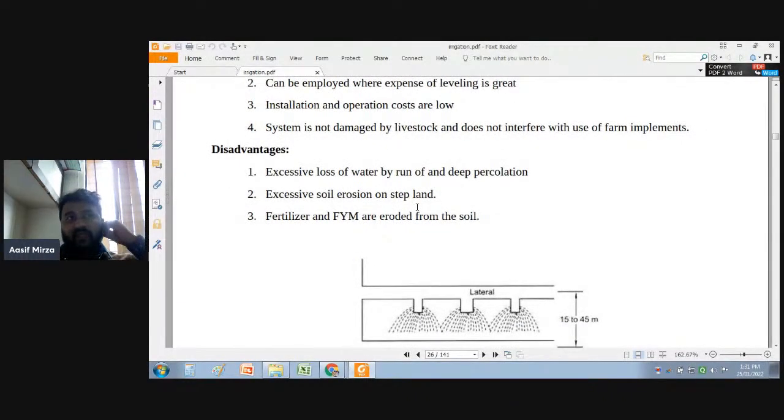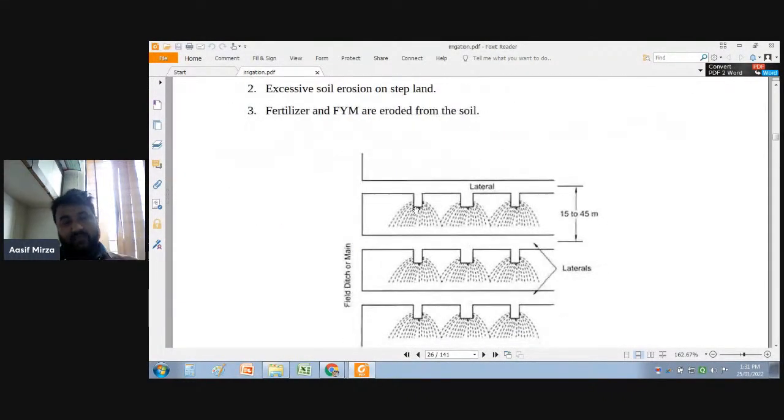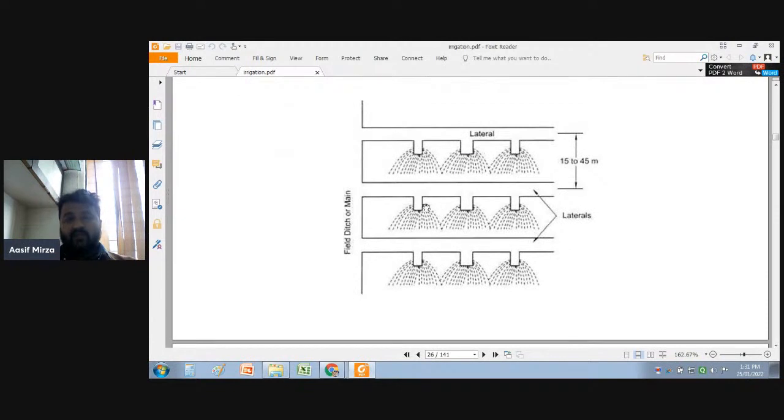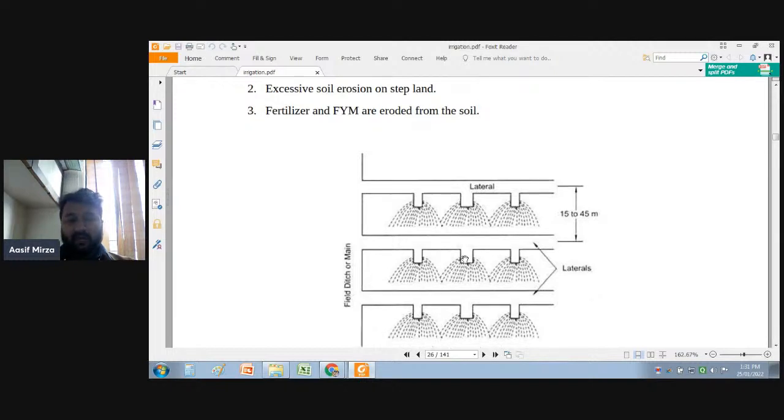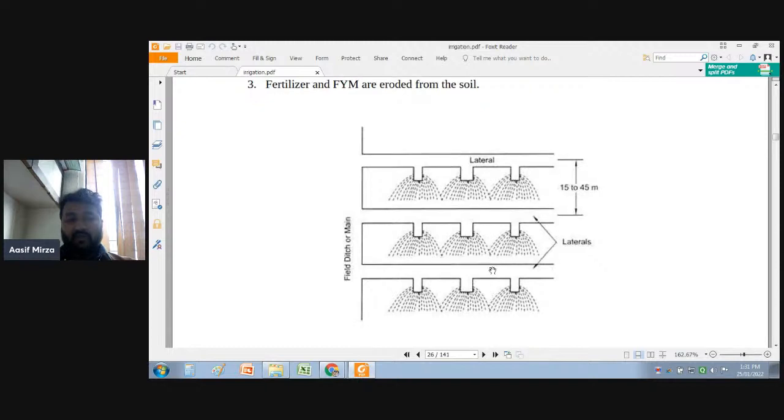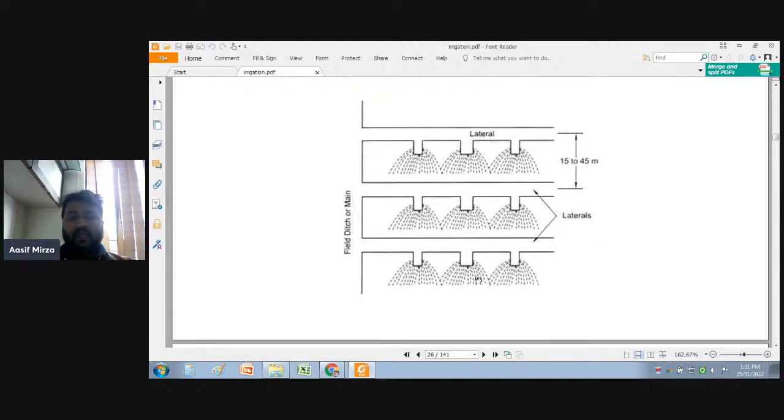Now, again, you can see in the diagram itself how this method is adopted on the land. The laterals are provided on the field at a distance of 15 to 45 meters, and the water is sprinkled on the ground, and the irrigation is done.